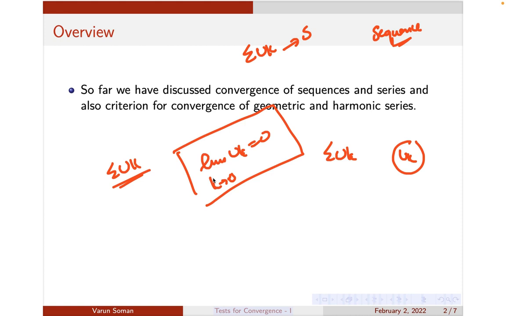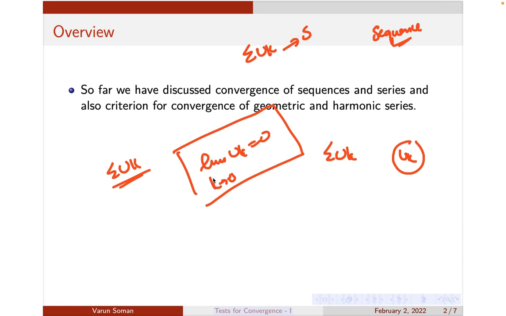The idea is this: if the series is convergent, as k becomes bigger, the addition of the kth term should not influence the sum. Suppose uk is 1. Then your sum will not be fixed, because if I add the 1000th term, the sum will increase by 1, and if I add the 100,000th term, again the sum will increase by 1. That means you will not get a fixed value; it will keep increasing. So this is called the kth term test for divergence.